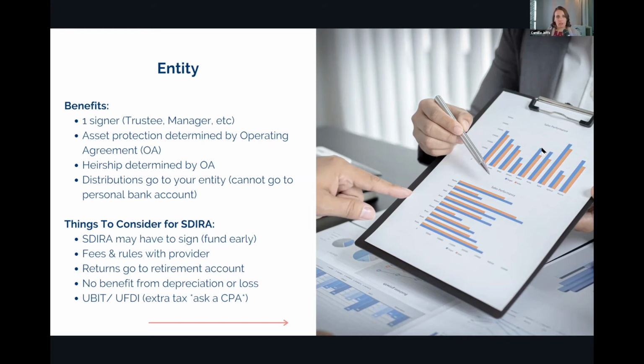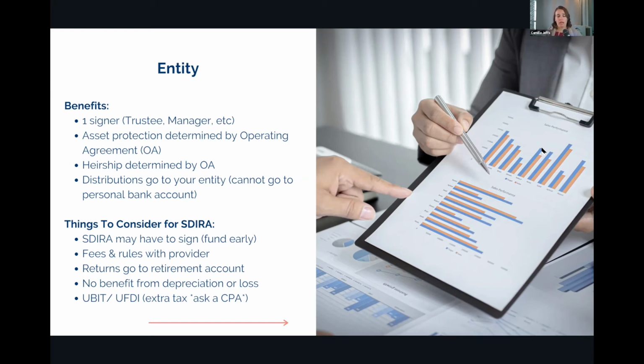Asset protection is typically already spelled out for you, right? So if you're investing as a trust or LLC, you have the asset protection that's spelled out in your operating agreement, or OA, which is the abbreviation for that. Also, the heirship is determined by the OA. So you do have that asset protection spelled out in your agreement already if you're investing with an entity. No need to get something extra or different if you're doing it this way.